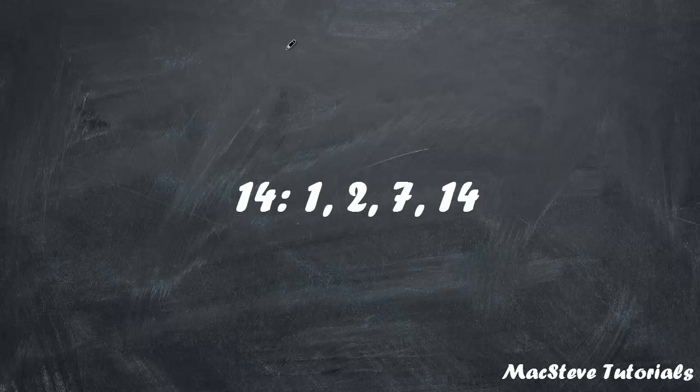For example, let's factorize number 14. The factors of 14 are 1, 2, 7 and 14, because all these numbers evenly divide 14. 14 divided by 1 is 14, or divided by 2 is 7.